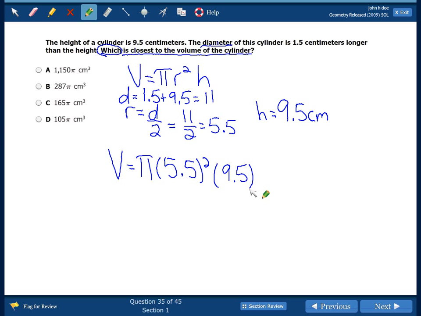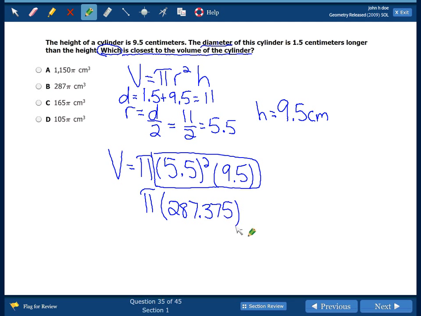So what I can do is figure out what 5.5 squared times 9.5 is, and I get 287. It goes on for a little while, so it's pi times 287.375. And that's going to be centimeters cubed because it's the volume. So which is closest? Well, that's just going to be B, 287 pi.